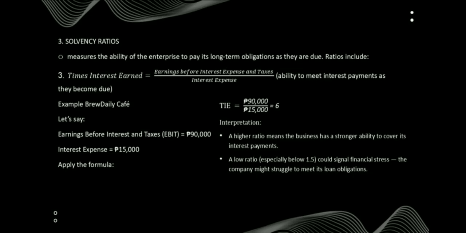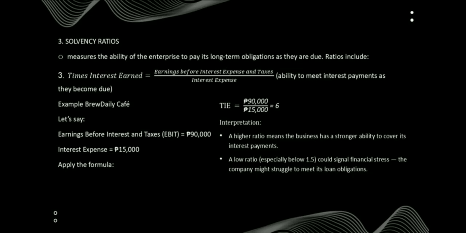Let's say the Brew Daily Cafe has earnings before interest and taxes of 90,000 pesos and interest expense of 15,000 pesos. To get the times interest earned, we have to divide the 90,000 pesos earnings before interest and taxes by the 15,000 pesos interest expense, which gives us 6.